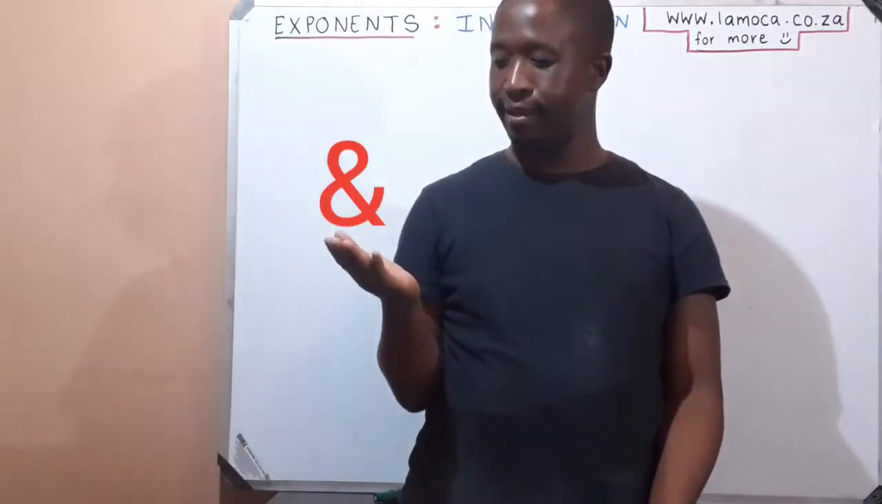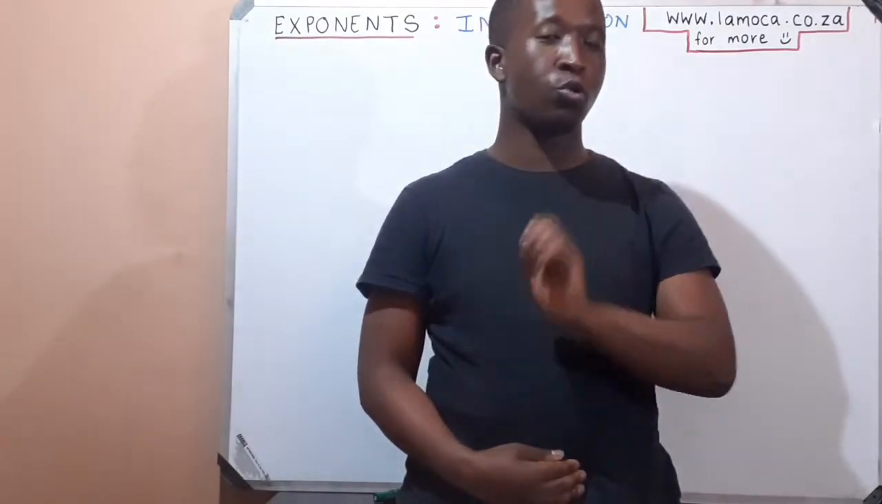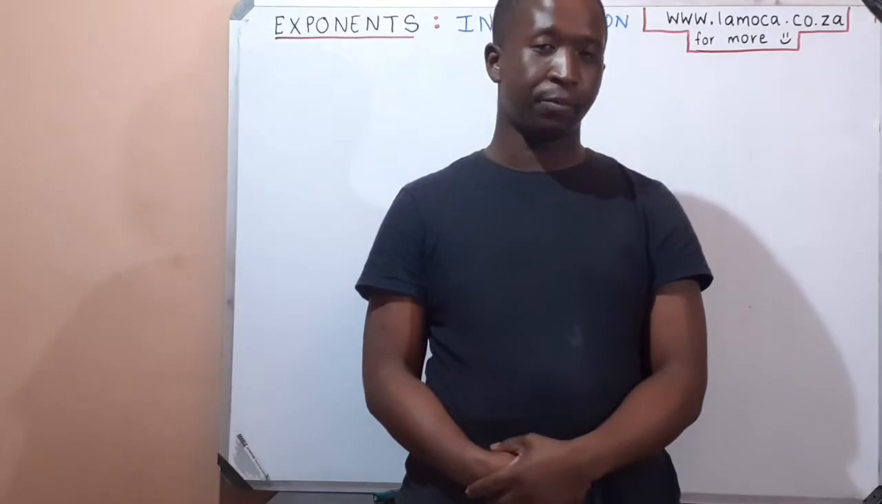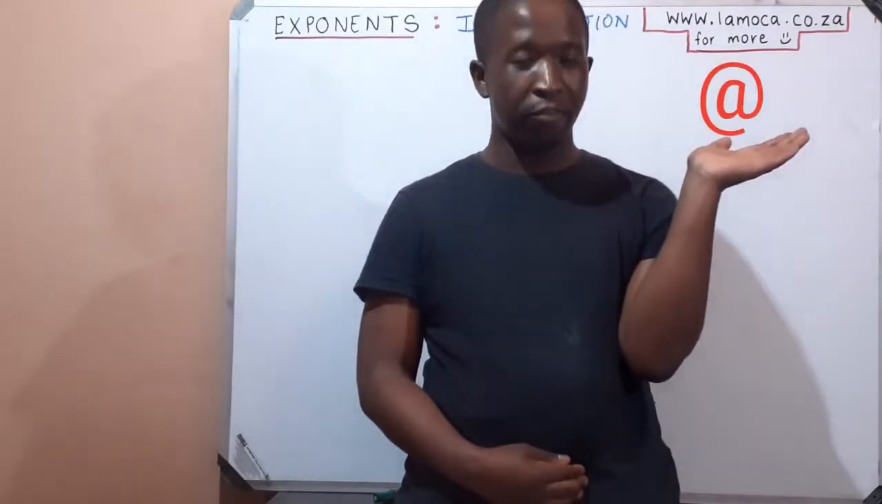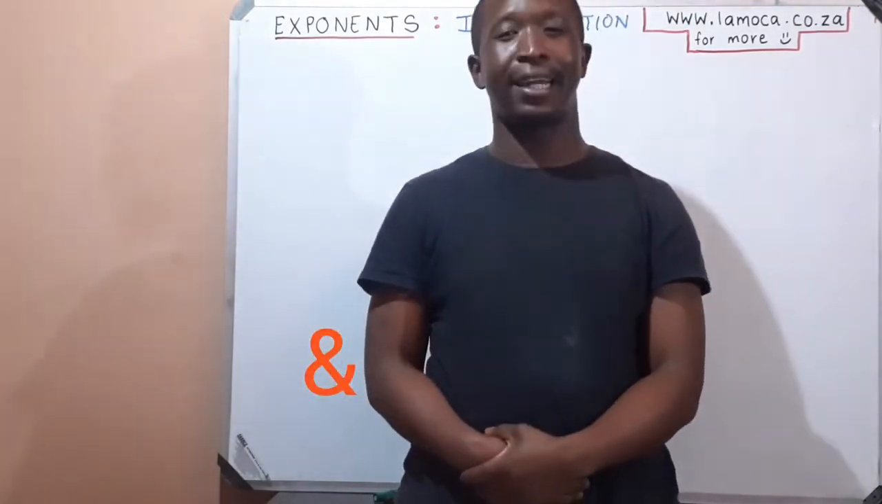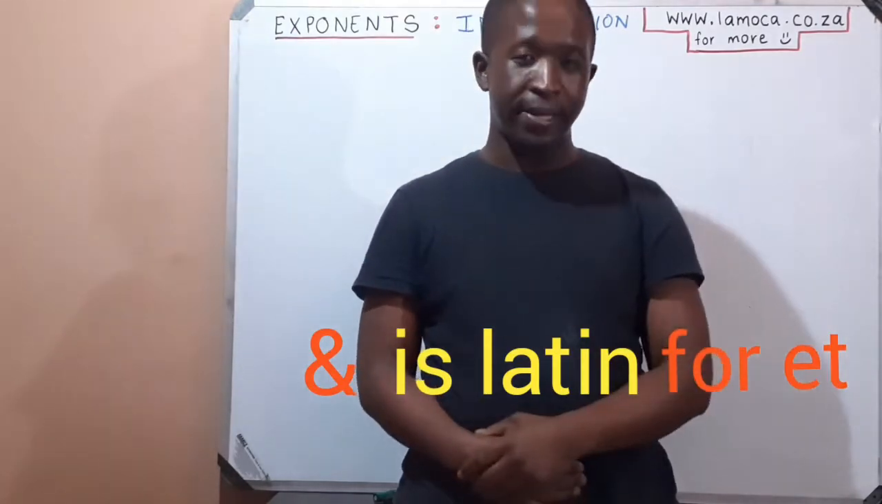This is an ampersand. An ampersand is a logograph. For those of you who don't know, a logograph is a symbol that represents a word. For example, this here is the logograph for the word et. Now, an ampersand happens to be the logograph for the Latin word et, which in English means and.